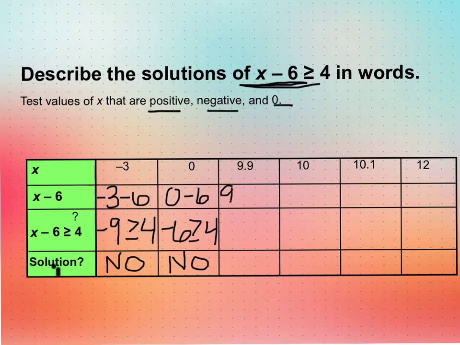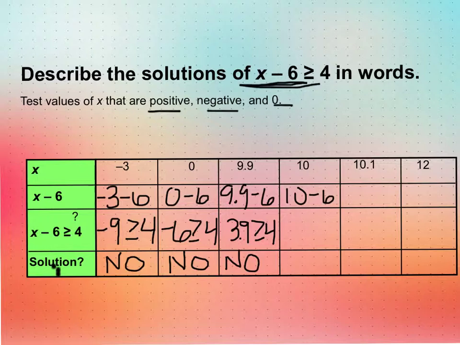Let's go and test 9.9. Even though it's a decimal, it's pretty simple because we're going to subtract the whole number. So 9.9 minus 6 is going to be 3.9. Is 3.9 greater than or equal to 4? Once again, the answer is no. 3.9 is not greater than or equal to 4. Okay, now let's test 10. 10 minus 6 is 4. Is 4 greater than or equal to 4? Well, it's not greater than, but it is equal to, so yes, this is a true statement.